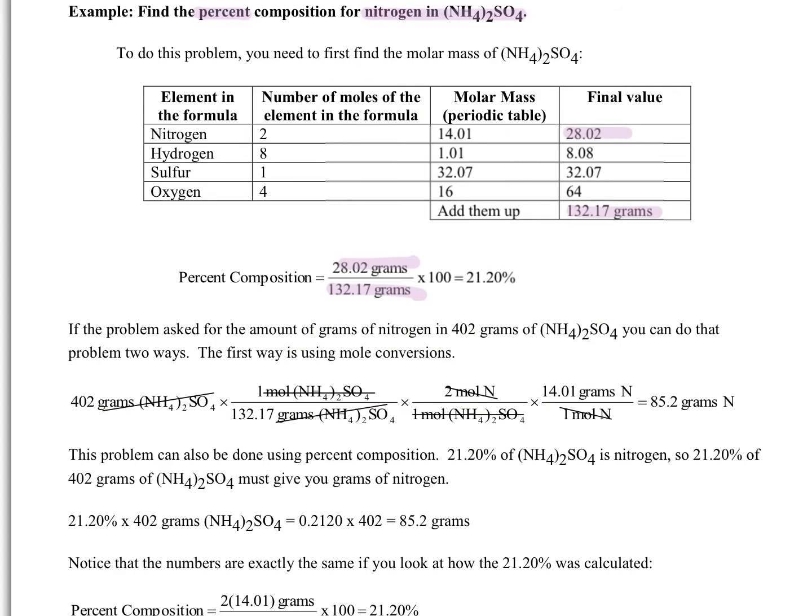Now, if you did not want to do it with dimensional analysis, you could do it with percent composition. I already found that my percent composition is 21.2, and it's very simple to find percent composition. So I would just multiply my percent of 21.2 times the total, 402 grams, and I'd get 85.2 grams of nitrogen. That N should be there, you need your unit. Both of these are the exact same answer. You can solve them whichever way you feel more comfortable with.